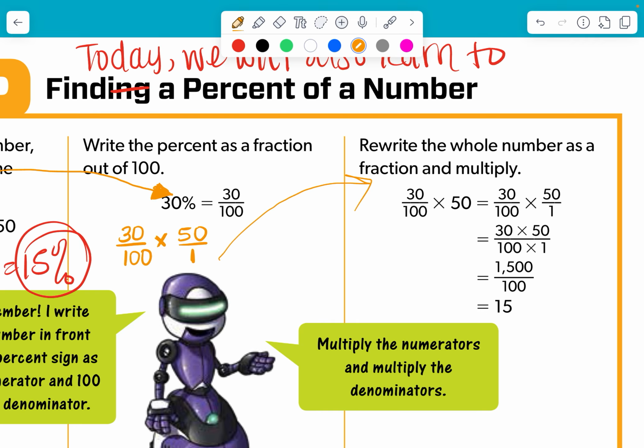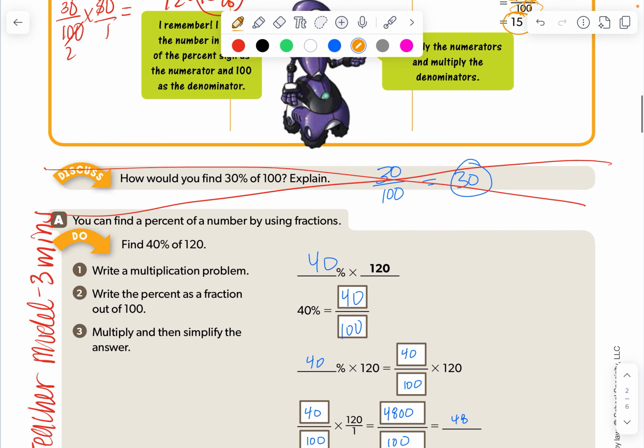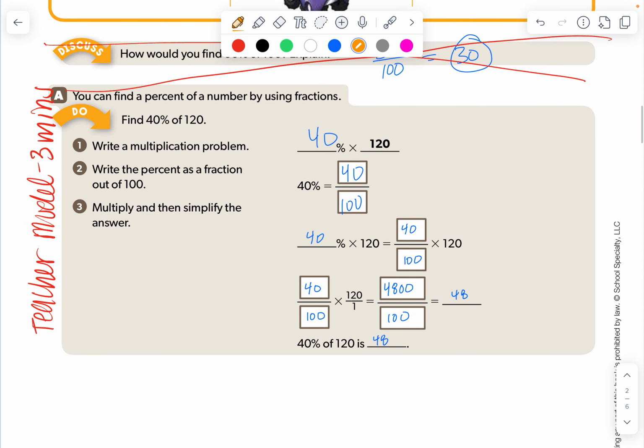So we multiply across when we multiply fractions. So 30 times 50 gives us 1,500. And then 100 times 1 gives me 100. I have to simplify. I get 15 is my answer. So 30% of 50 is 15. Now, we'll jump into this example here.